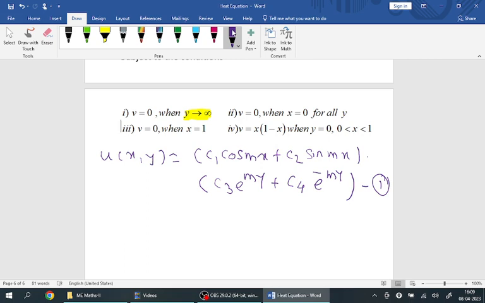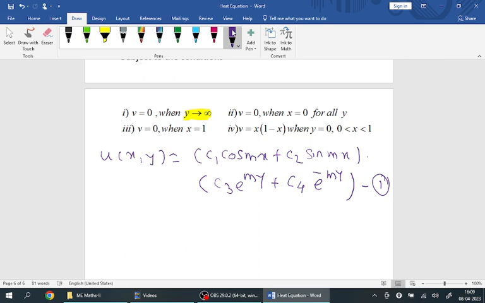This plate is unbounded along the y direction. Now you will observe that when y is infinity, the temperature is zero there. So when we move away from the x-axis, along the y direction, the temperature becomes zero on that side. The other three conditions are there.